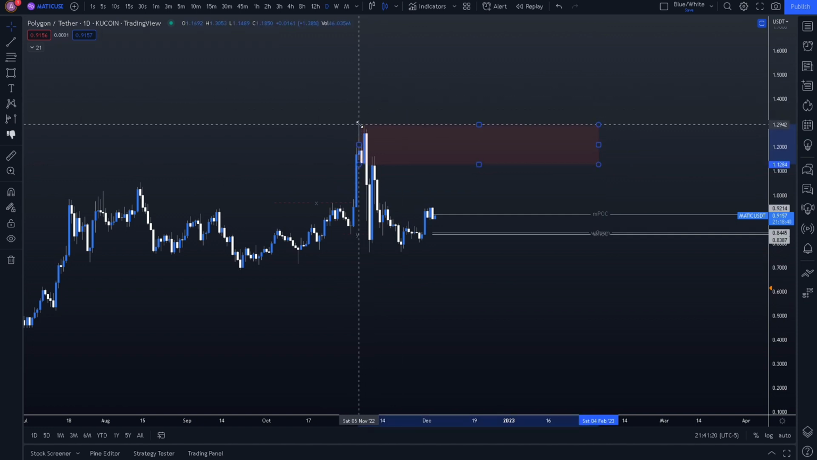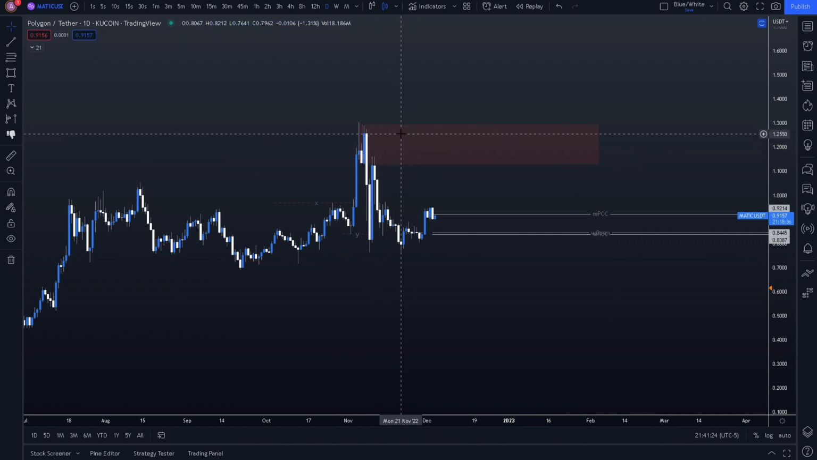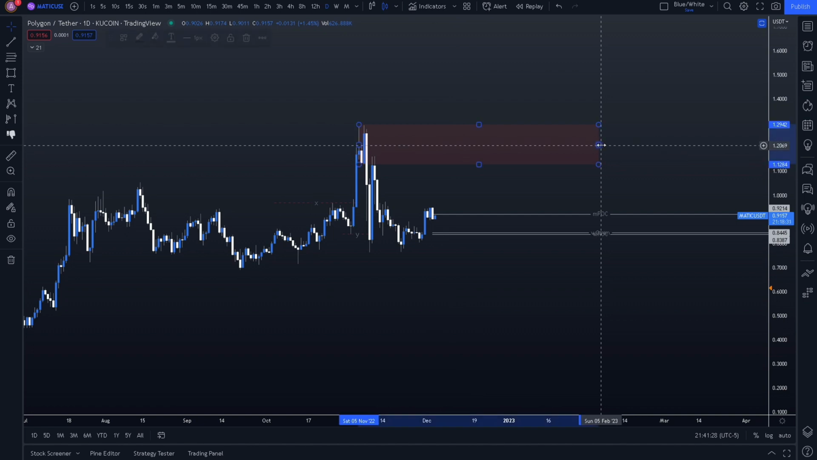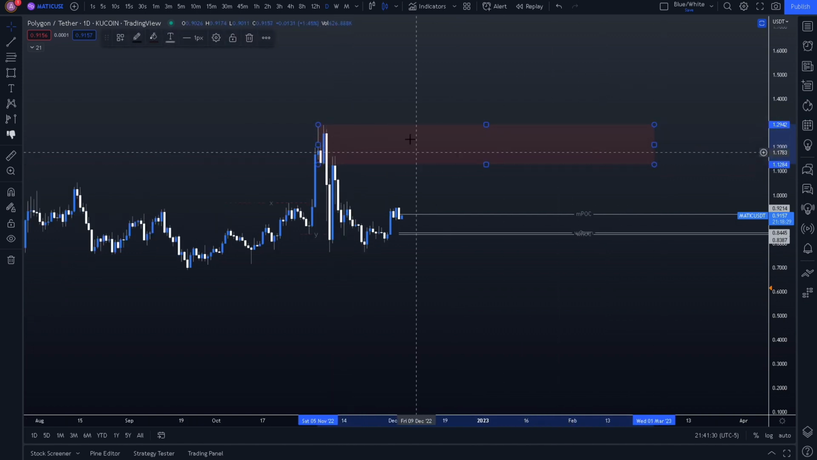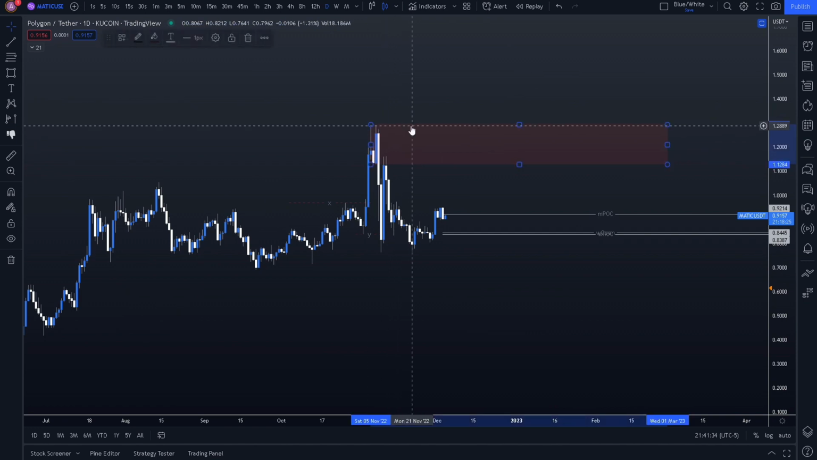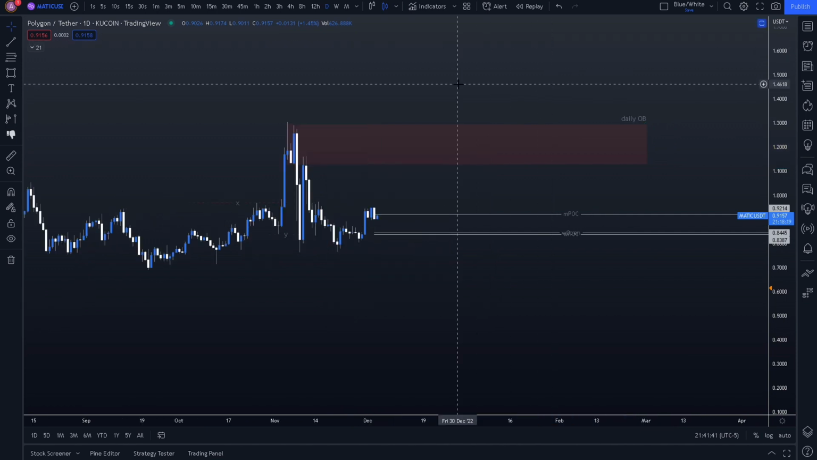So this is an order block right here, which is the last up move before a large down move. This is just where a lot of orders are placed. Simply put, this is where there's just a lot of volume. So this is your daily order block here. I'm going to write daily OB, so we'll keep that marked out.